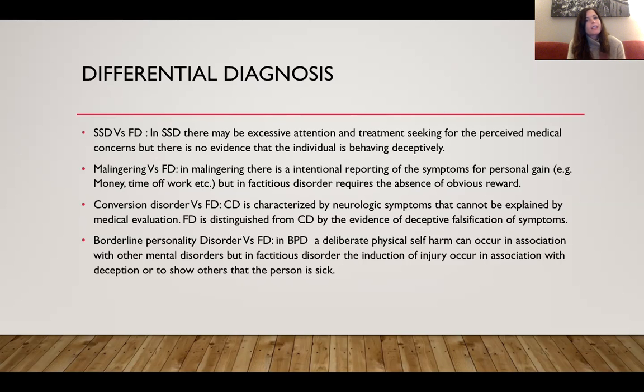And then one more diagnosis that it could be is borderline personality disorder. In borderline personality disorder, deliberate physical self-harm can occur in association with other mental disorders. But in factitious disorder, the induction of injury occurs in association with deception or to show others that the person is sick. In borderline personality disorder, the self-injury or harm is related to the borderline personality disorder, but not directly connected to the illness that it would be connected to in factitious disorder, if that makes sense.